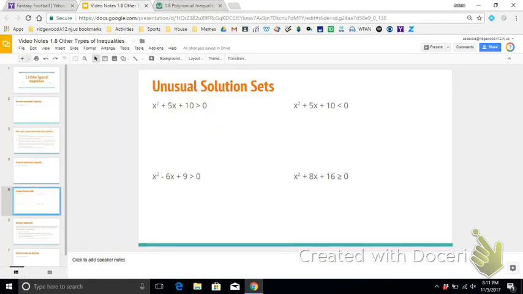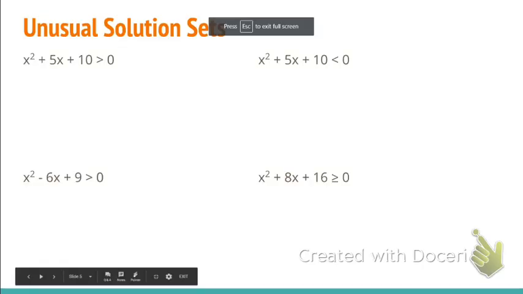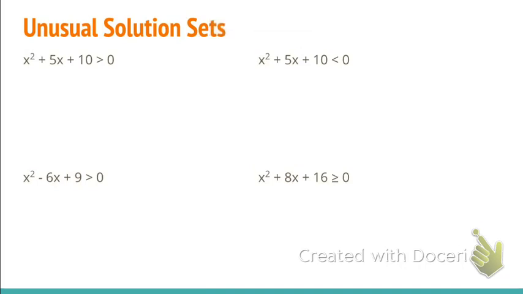Alright, let's look at some unusual cases now. So we looked at the directions earlier, and we saw that to solve polynomial inequalities, we want to get 0 on one side, and all of these inequalities have 0 on one side. And then we try to factor. But what if you can't factor? Something like x squared plus 5x plus 10 is not factorable. There is not two numbers that multiply to 10 and add to 5. So we'd have to do the quadratic formula.